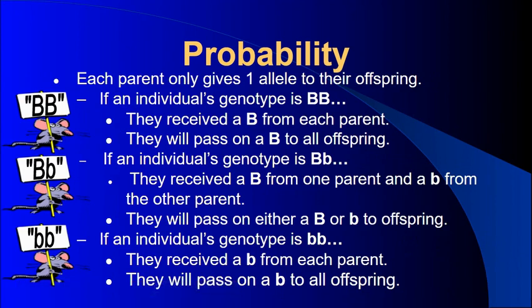If an individual's genotype is big B, big B, that means they received a big B from each parent, and they will pass on a big B to all offspring because that's all they have to give them. If an individual's genotype is big B, little b, that means they received a big B from one parent and a little b from the other parent. And when they have offspring, they can either pass a big B or a little b to their offspring. And finally, if an individual's genotype is little b, little b, that means they received a little b from each parent, and they will pass on a little b to all of their offspring because that's all they have to give.